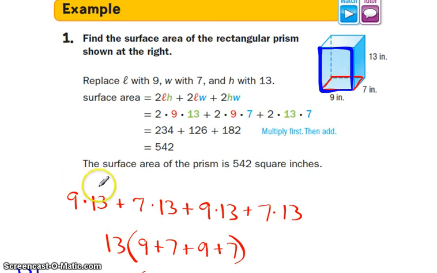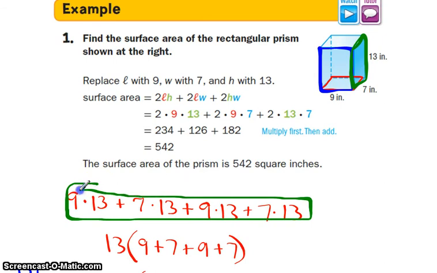If we were doing this side rectangle, to find the area of that, it would be 7 times 13. And that's right here, 7 times 13. Then we've got the one in the back, would be 9 times 13, and this side over here would be 7 times 13. This right here will give you the lateral surface area.